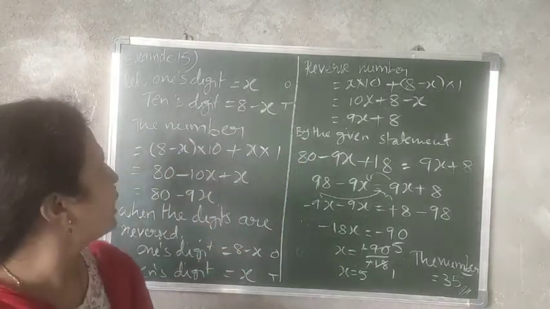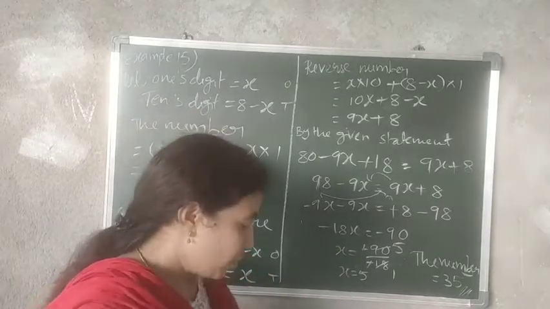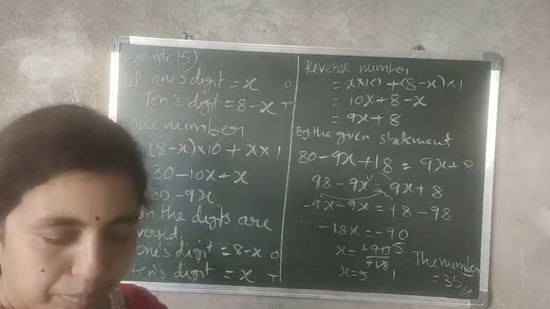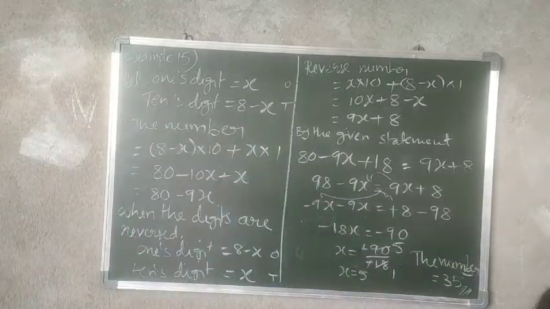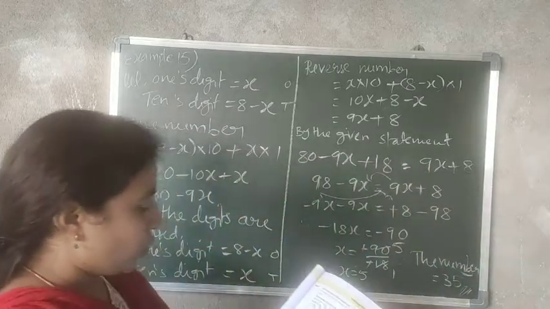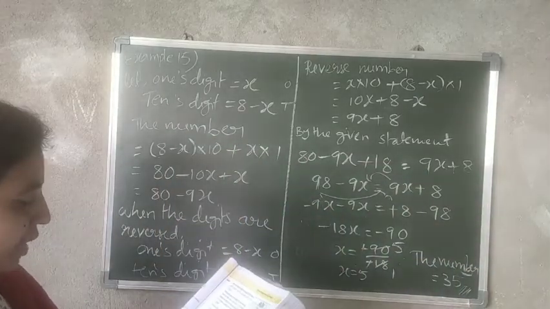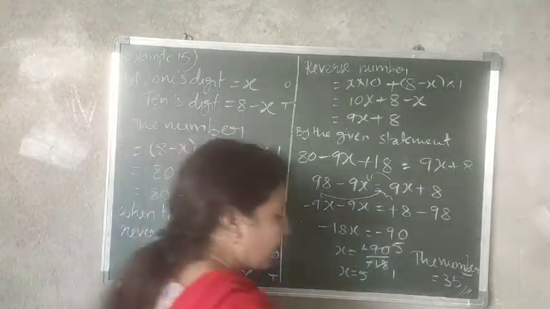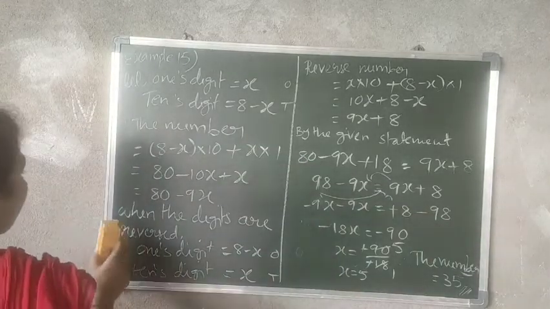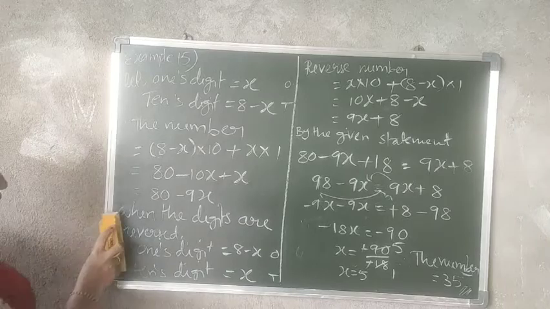In the next session, I will explain example 16. Before that, let me explain some exercise problems so that you can solve them at home. Exercise 2.4, first one: find the value of x so that L is parallel to M.